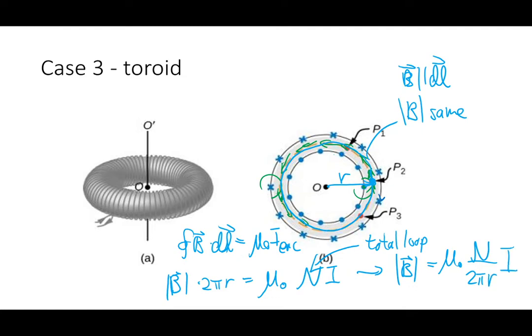Of that. Which incidentally is fairly similar to my solenoid case, because you have the total number of loops on top, big N, divided by the total length sort of thing, right? This 2 pi R.